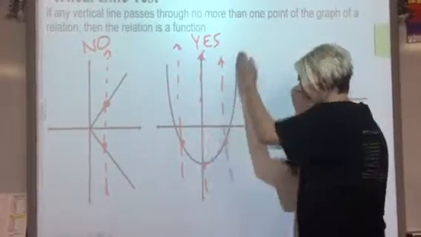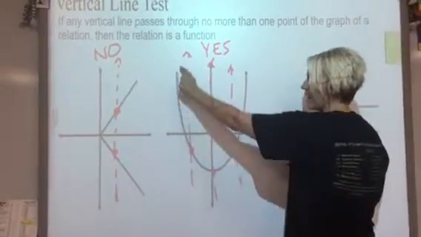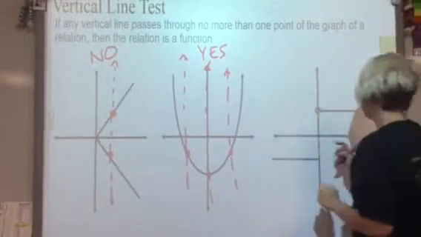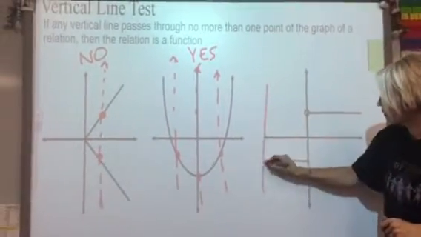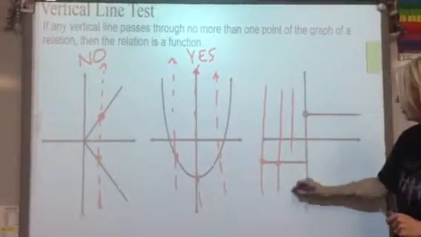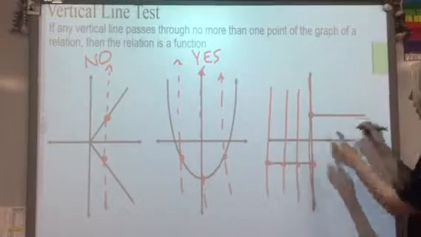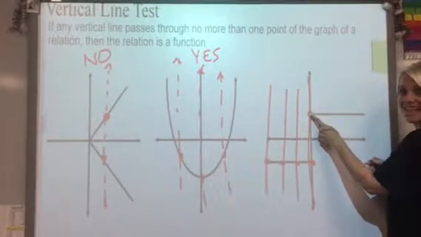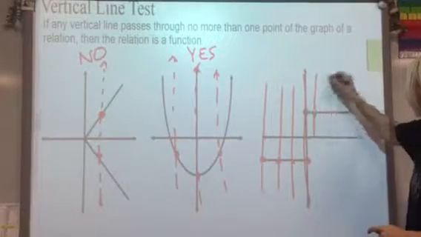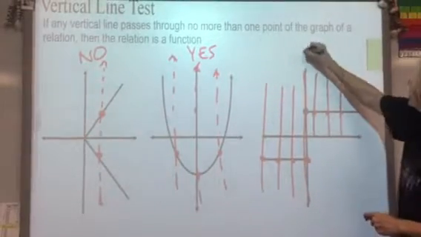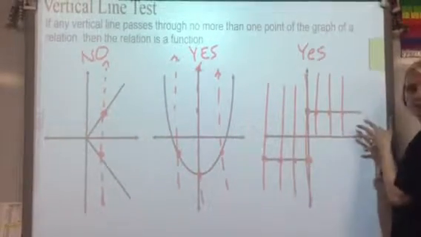Every vertical line that I could draw would only intersect this graph in 1 point. Here, 1, 1, 1. This is 1. This is an open circle, which means it does not touch. 1, 1, 1, this is a yes. It passes the vertical line test.